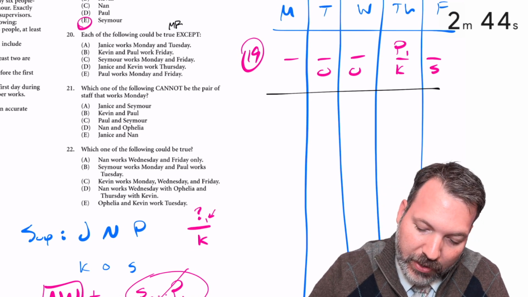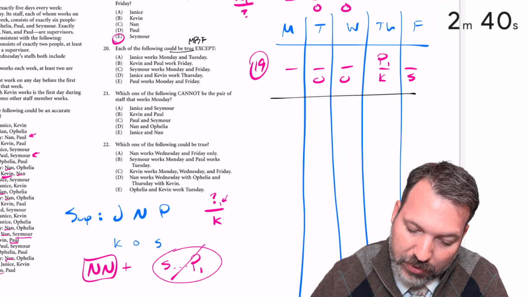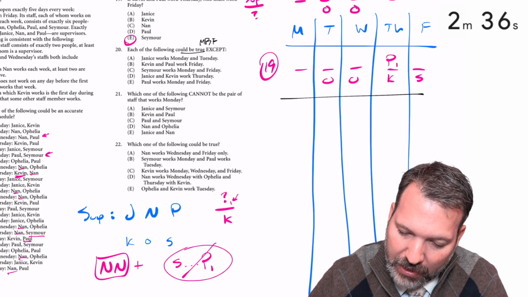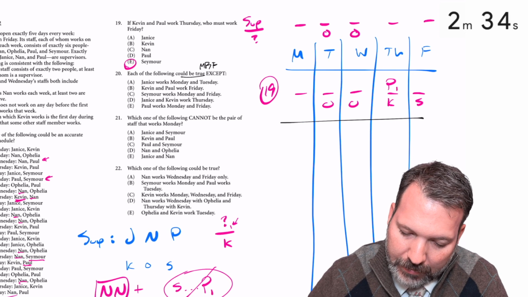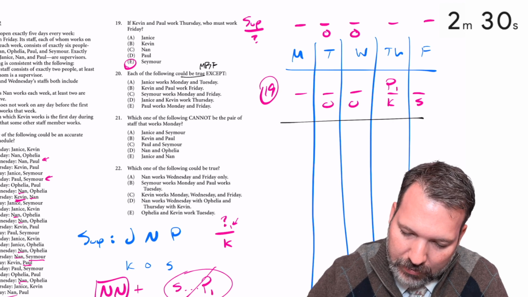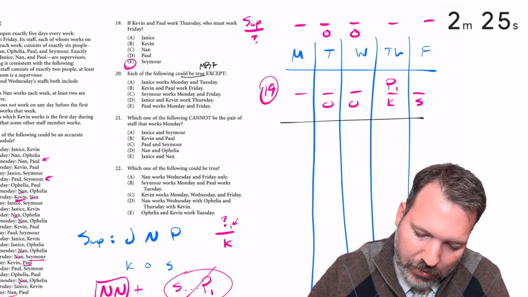20 must be false. We need to cross off what could be true. Each of the following could be true except Janice works Monday and Tuesday. That seems fine. Sure. Why not?